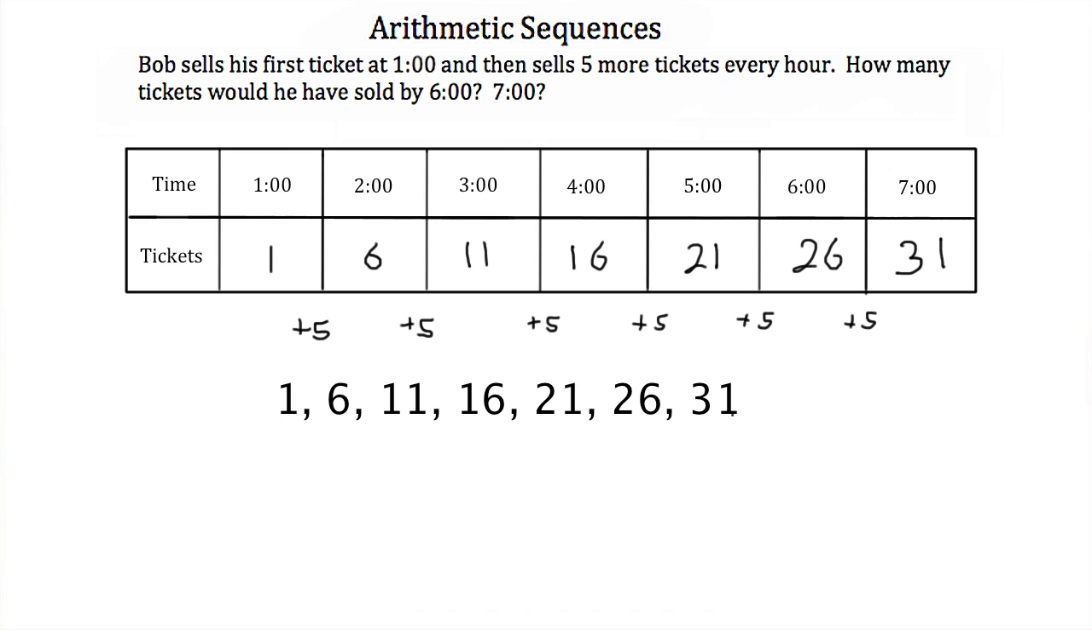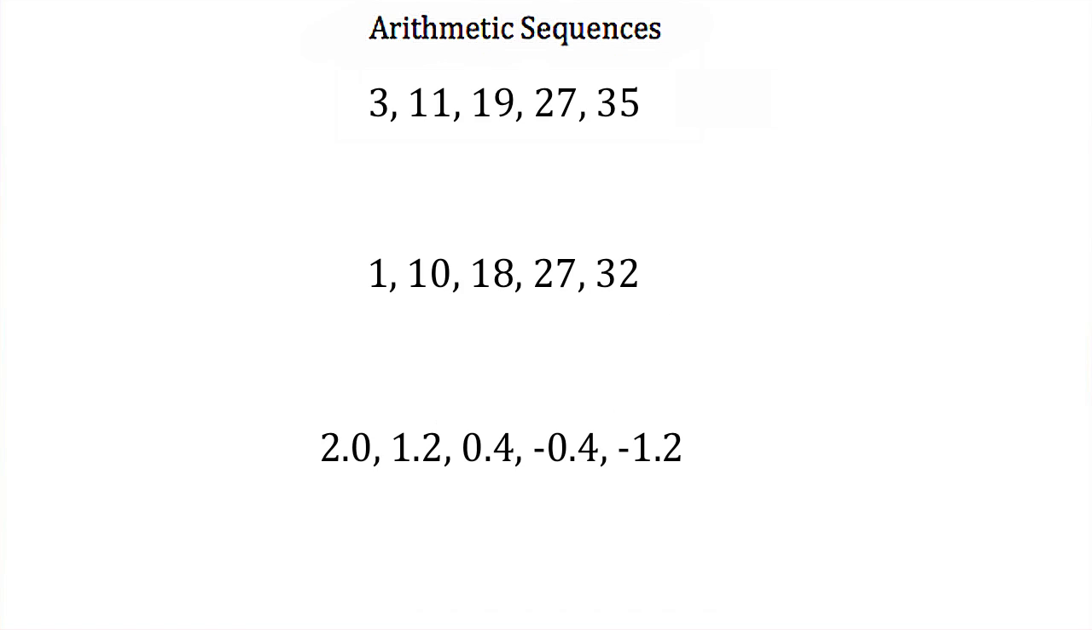Could you look at this sequence of numbers and see that 1 plus 5 is 6, 6 plus 5 is 11, 11 plus 5 is 16, and so on, and so on. Because these are constantly added by the same number, these numbers are an arithmetic sequence. So let's look at a couple more sequences, and we'll see if they're also arithmetic sequences. So let's do this first one.